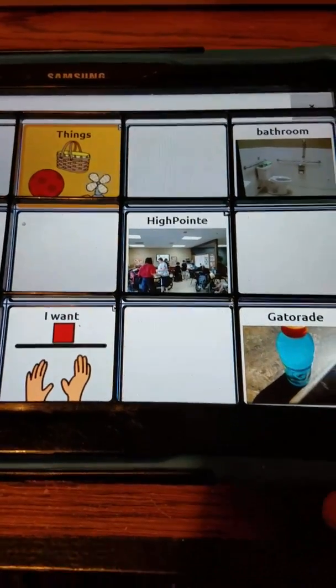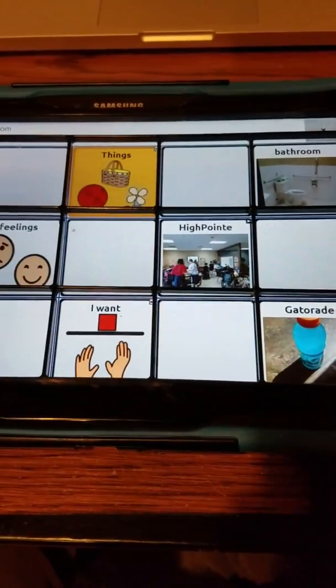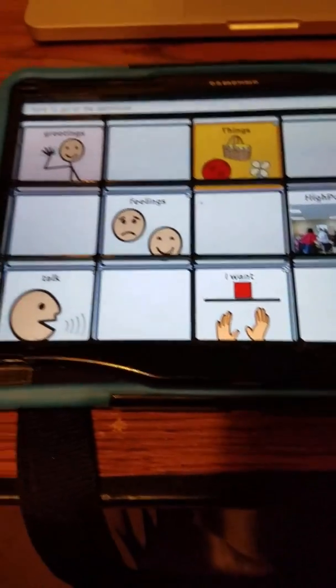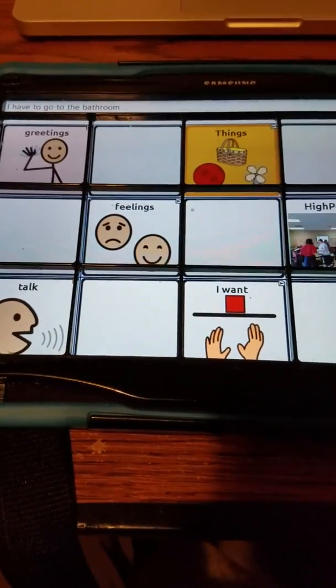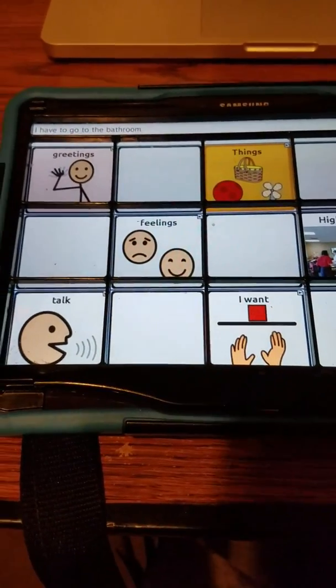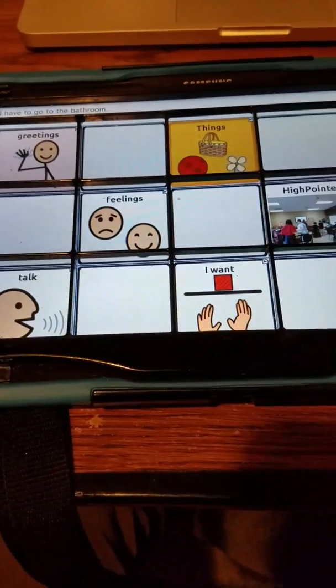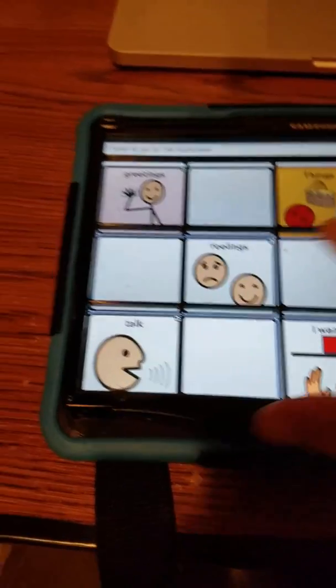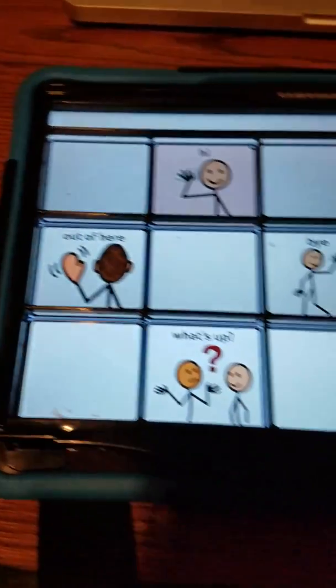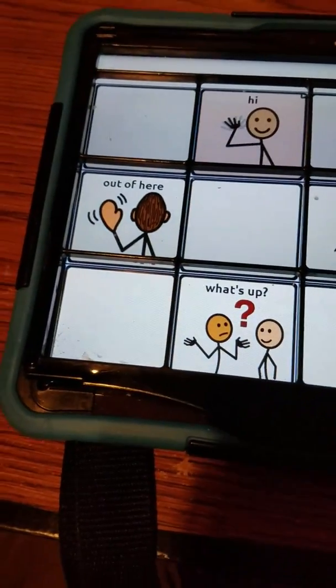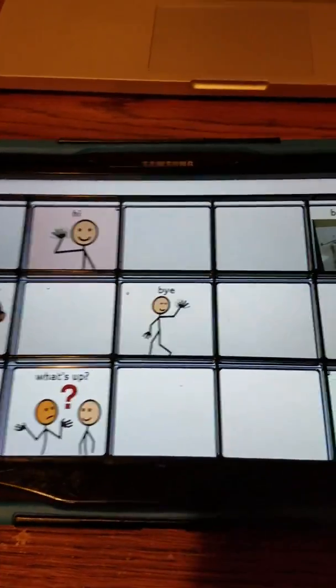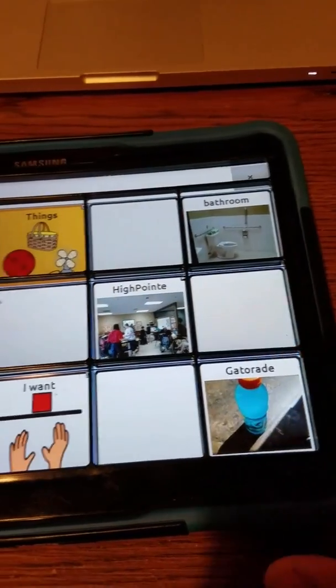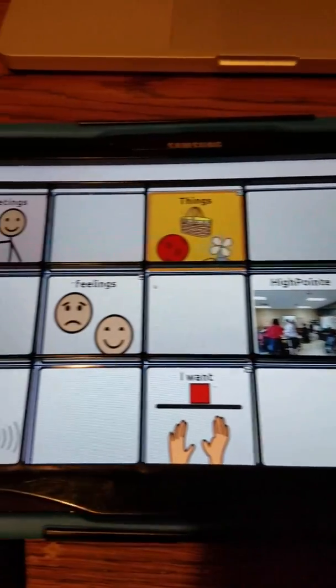Disadvantages: if this doesn't get used as much at home, then there's going to be a lack of generalization between home and school, or with whoever is the caretaker. Also, let's see, greetings: what's up, bye. As you can see, bathroom's always available.